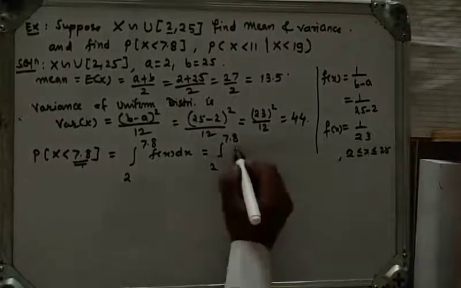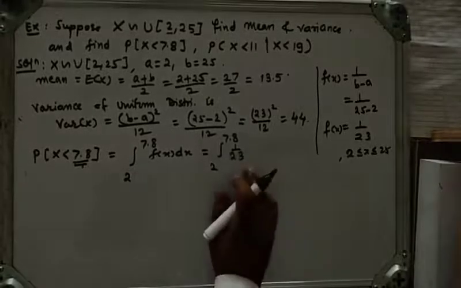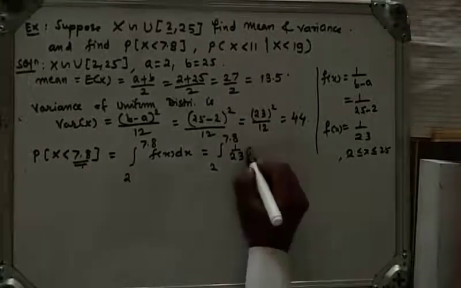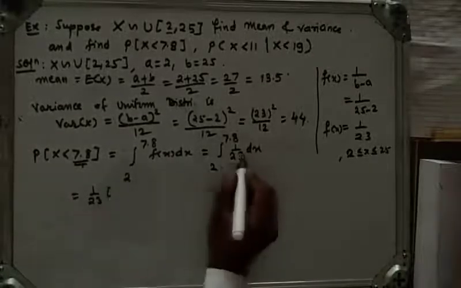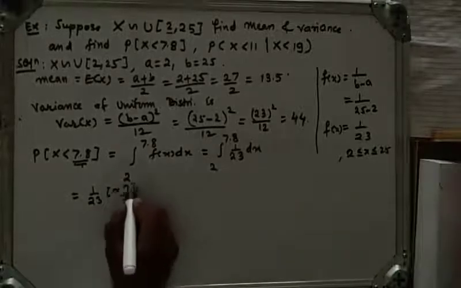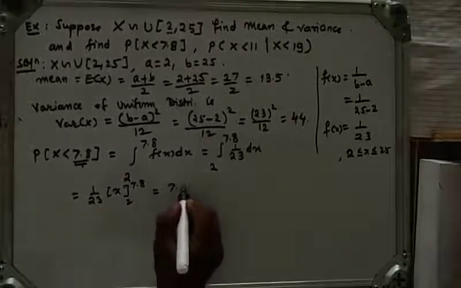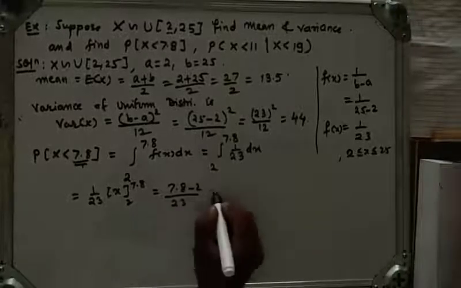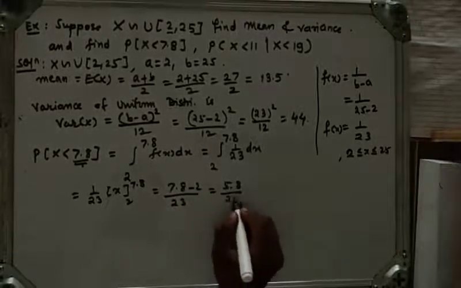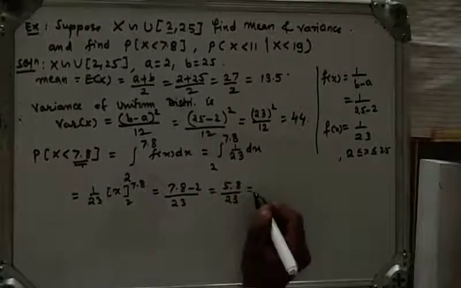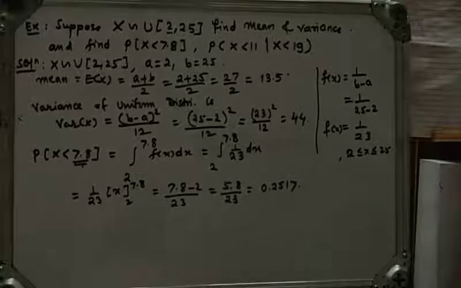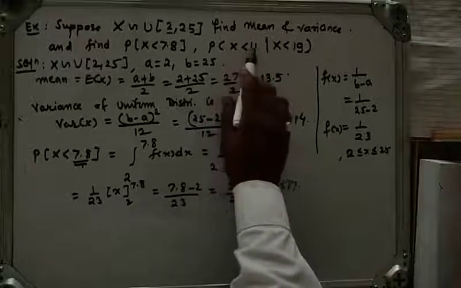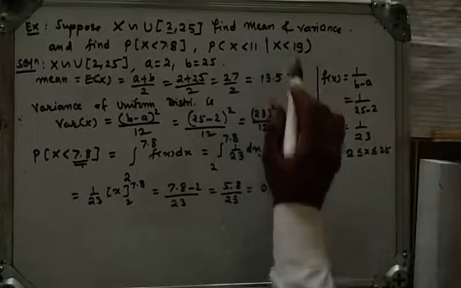So here, 1 upon 23 into dx, which is equal to 1 upon 23 outside, into the integration of a constant function, which is x, with limits from 2 to 7.8. So (7.8 minus 2) upon 23, which is 5.8 upon 23. You can calculate on a calculator and get the answer. It is 0.2517.